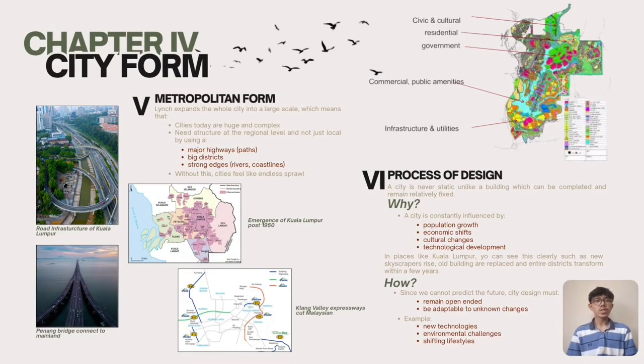Lastly, the process of design. A city is never static. It is always changing. This is influenced by factors like population growth, economic shift, cultural change, and technological development. For example, in Kuala Lumpur, we can see new skyscrapers being built, old buildings being replaced, and entire districts transforming over time. Because of this, city design must remain open-ended and adaptable to future change, such as new technologies, environmental challenges, and shifting lifestyles.